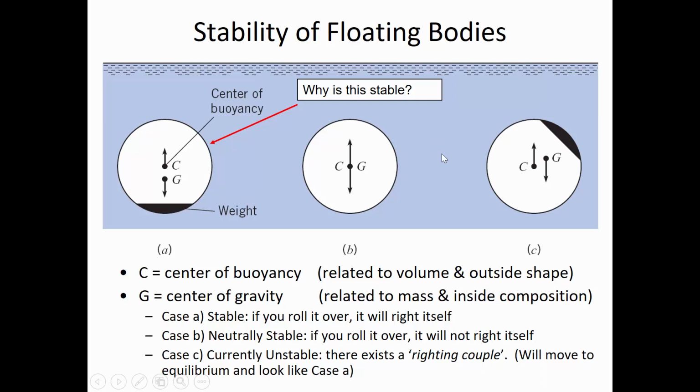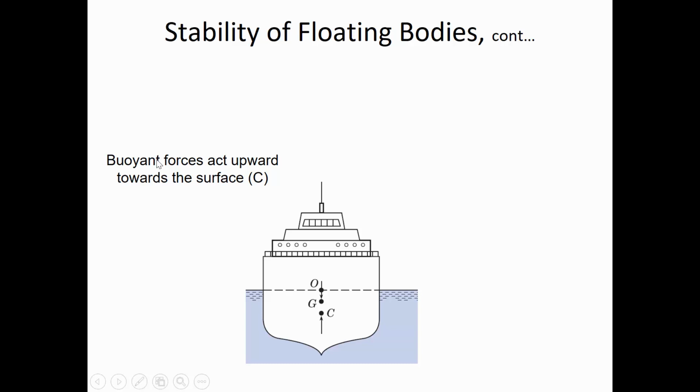So this is definitely stable. One thing that we could say, if we're creating rules, is that if G is below C, the object will be stable. Like if you're going to make a ship or a submarine, and you make it so that your center of gravity is below the center of buoyancy, then it will be stable. If you splash it with a wave and it temporarily tips over, it will come back into equilibrium. That's one rule. If G is below C, it's stable. But that's not the only thing that can make for a stable vessel.